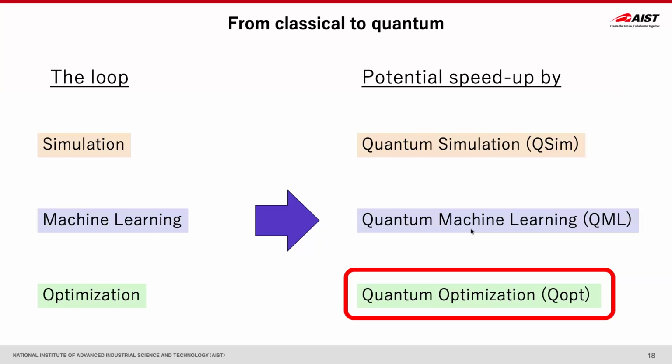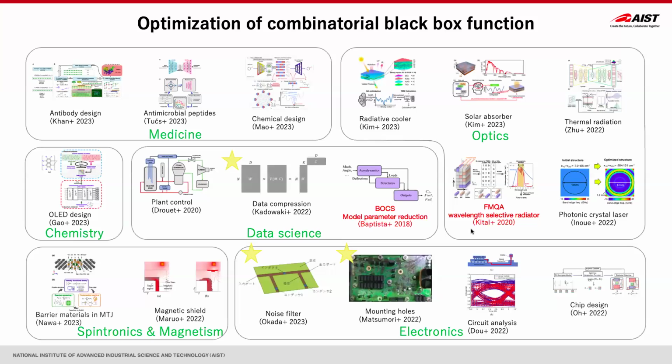My talk is about quantum optimization, how this can help automation in science and engineering. I will talk about combinatorial black box optimization. We conduct the simulation or experiment, but before conducting that, we don't know the relationship between the input variable x and the output y. So we have to learn from data. That is the setting of black box optimization.